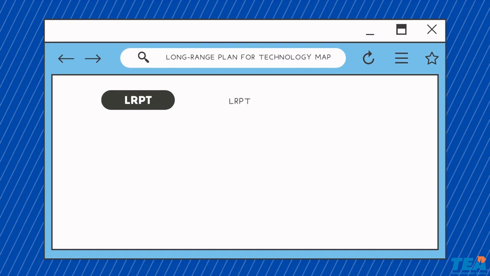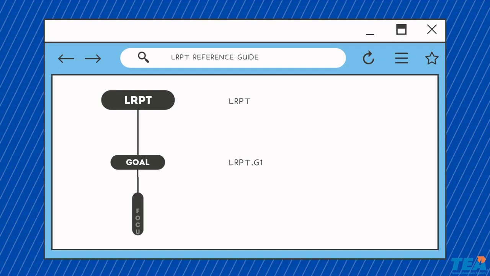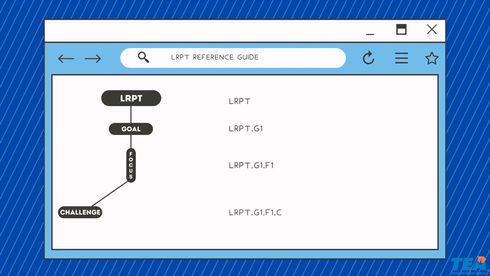LRPT will be the first part of the reference description. Next, you will see the strategic goal listed as G, followed by the goal number 1 through 6. Then the focus area will be highlighted as F, followed by the focus number within the strategic goal, 1 through 3. Lastly, the current section of the focus area will be listed.